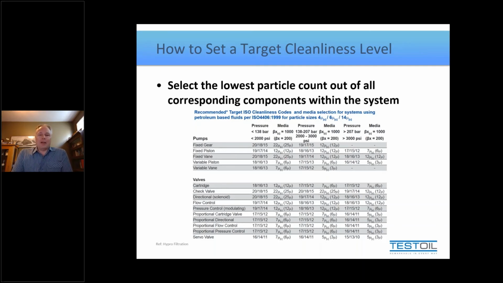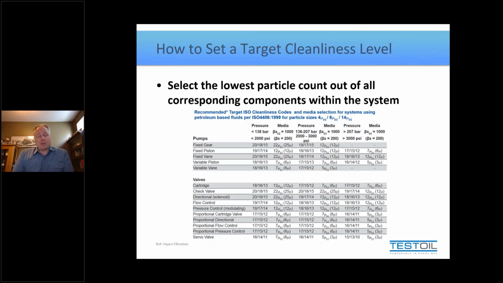So you see it there. You can see if you scroll on over to the right, you see over 3,000 PSI, and the recommended cleanliness that it has is 16, 14, 12. Okay, hold on to that number for about 10 seconds because you're not going to need to remember it. Come down to the lower table and look up servo valve, which is the very bottom row for that system, and over 3,000 PSI, it says 15, 13, 10.